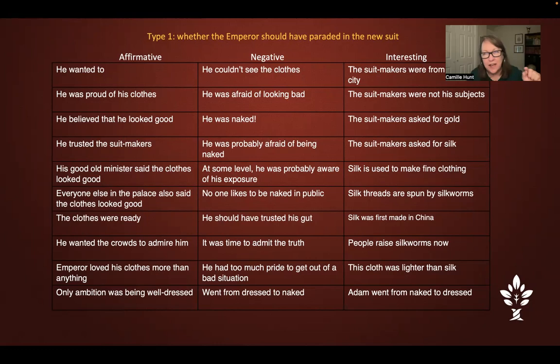So why did he do that? He wanted to. He was proud of his clothes. He believed that he looked good. He trusted the suit makers, the weavers. His minister said the clothes looked good. Everyone else in the palace said the clothes looked good. The clothes were ready. He wanted the crowds to admire him. He loved his clothes more than anything. His only ambition was being well dressed. So those are all the reasons he did wear his suit in the parade, or should have worn it.